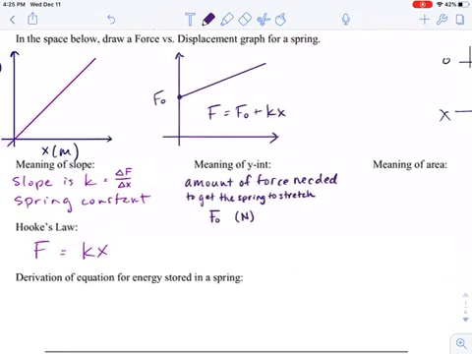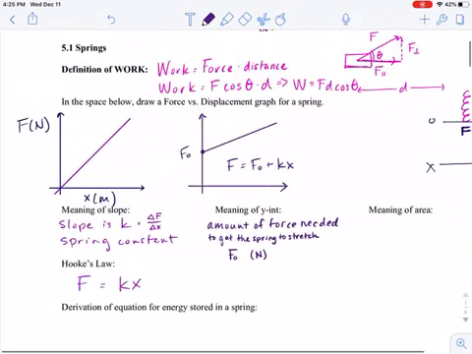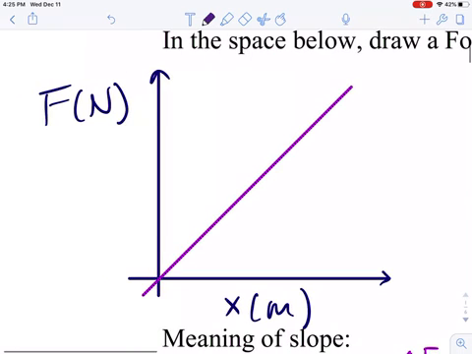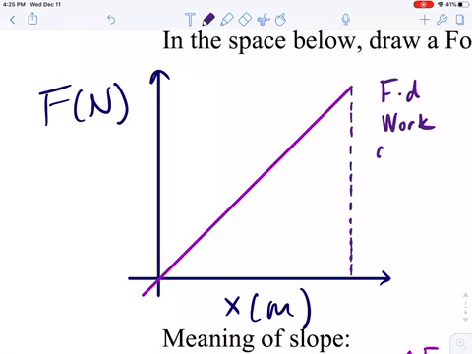Okay, next, let's think about the area under this graph. So let me zoom in here. I've got a force versus position graph, and to find area, I'm going to multiply those two variables together. But what did we just see about multiplying force and position or distance? When we multiply those two things together, we get work. And actually, the area under this graph is going to be the work done on the spring, and it's going to be the energy stored in the stretched spring.